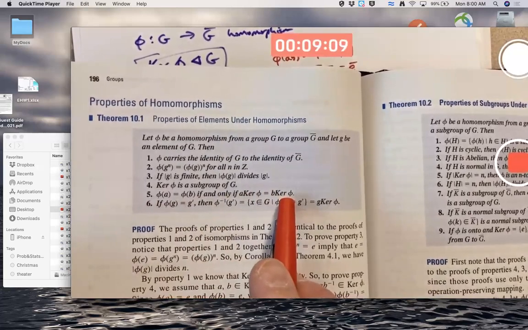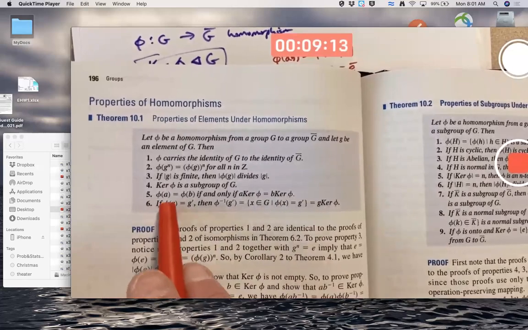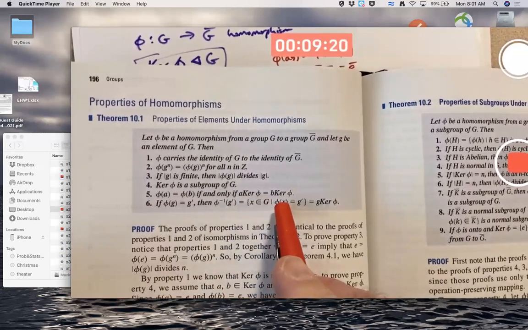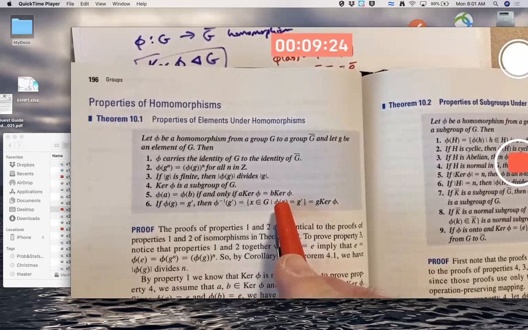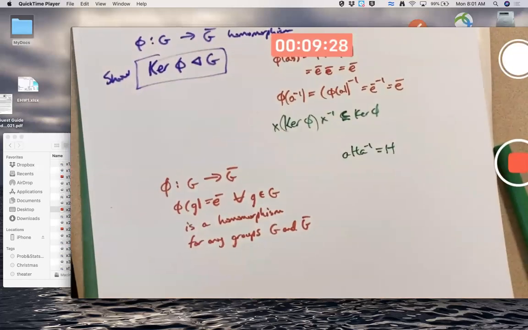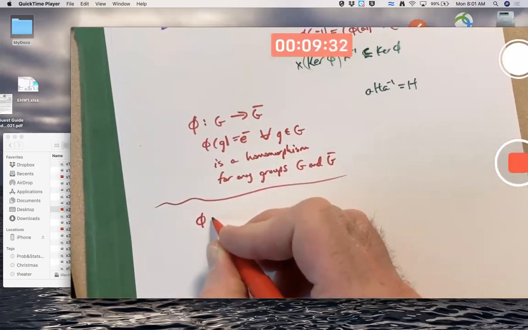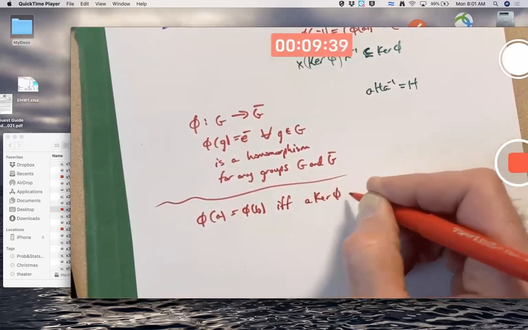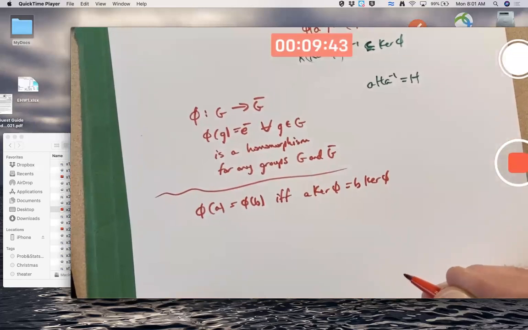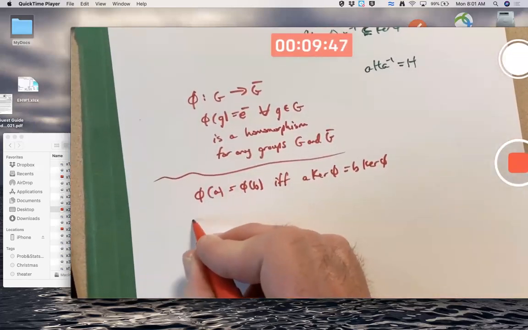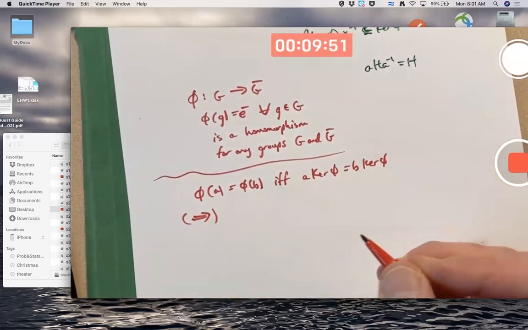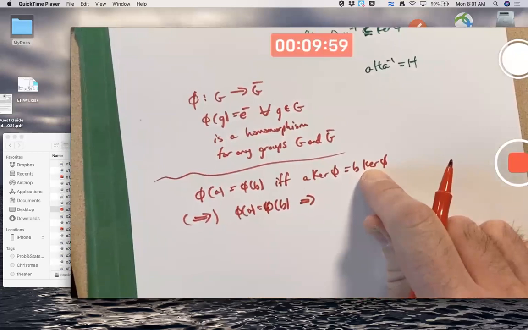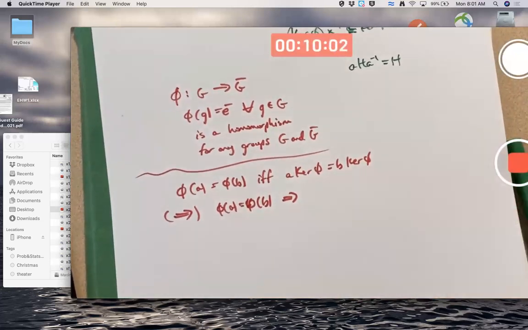Here's an important one. Well, actually, I mean, all of these are important. Phi of a equals phi of b if and only if the left coset of the kernel containing a equals the left coset of the kernel containing b. All these properties are things you should be able to prove on the exam. Phi of a equals phi of b if and only if this left coset equals this left coset. Think about this. It's an if and only if. We need two directions here. Suppose phi of a equals phi of b. How in the world would you show these cosets are equal? Properties of cosets is what you need.